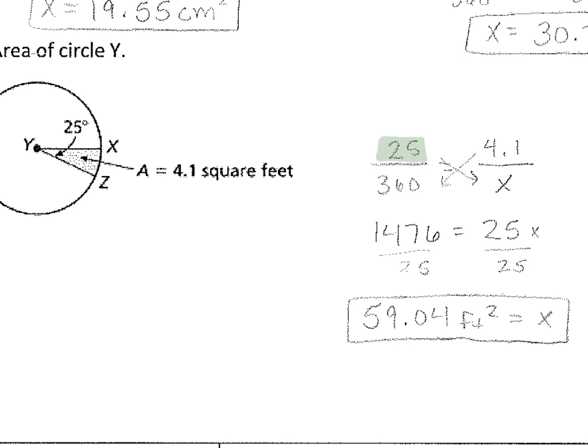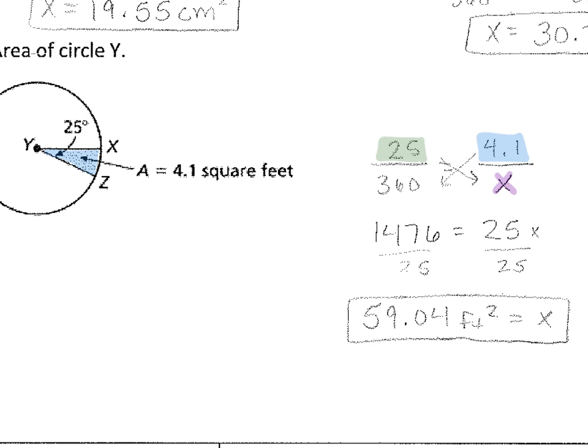It tells me that this shaded region right here is 4.1 square feet, which means I have a missing area of the entire circle that I can solve for in this proportion. We cross multiply, we divide, we find the area of that circle. Again, it's just a part over the whole, either part of the circumference over the circumference or part of the area, a sector, over the area itself.